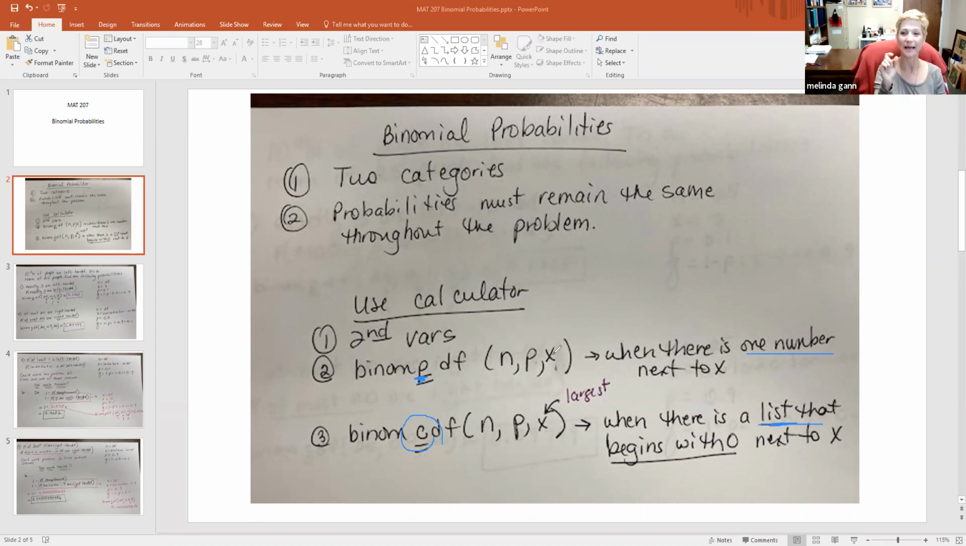And when you hit paste, then suddenly this shows up on your screen. All right, but N has to come first, a comma. P has to come second, a comma. N has to come last, and close the parenthesis.